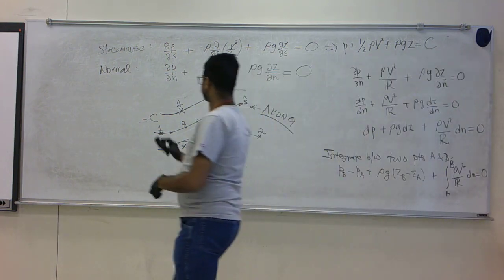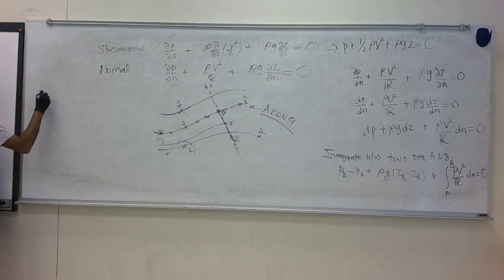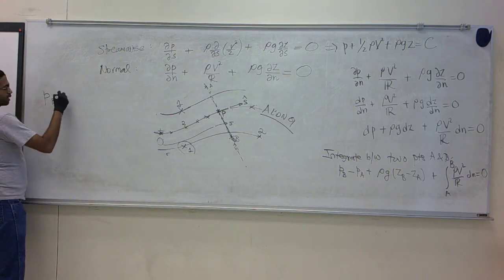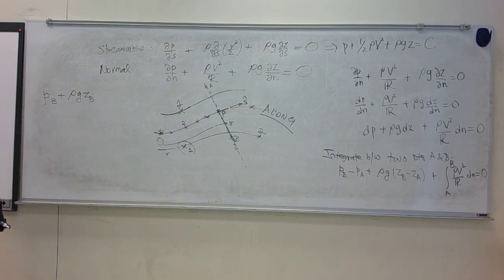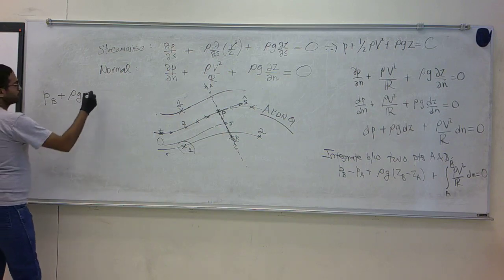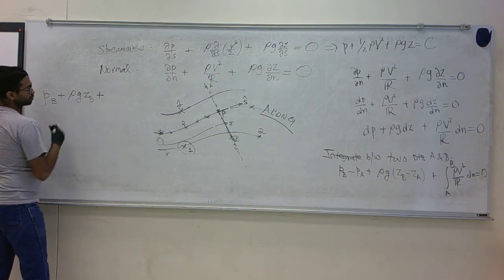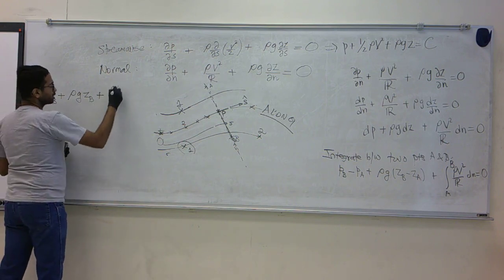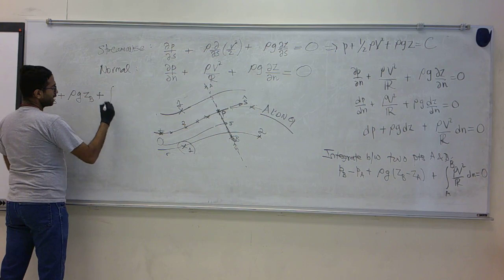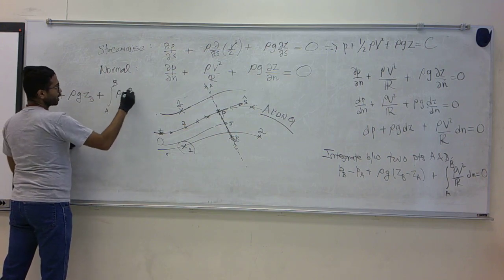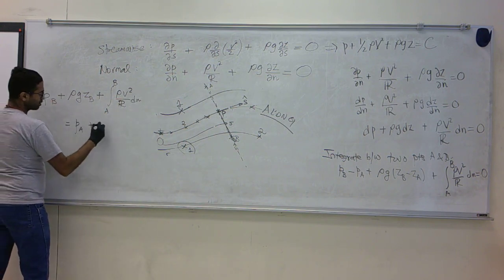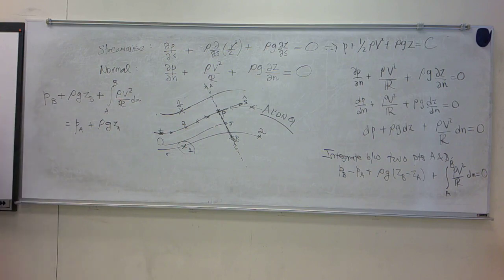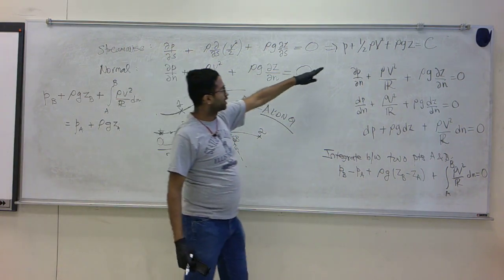So what I have is PB plus rho g ZB plus the integral between A to B of rho v squared over r times dn equals PA plus rho g ZA. It's not as clean as the streamwise form.